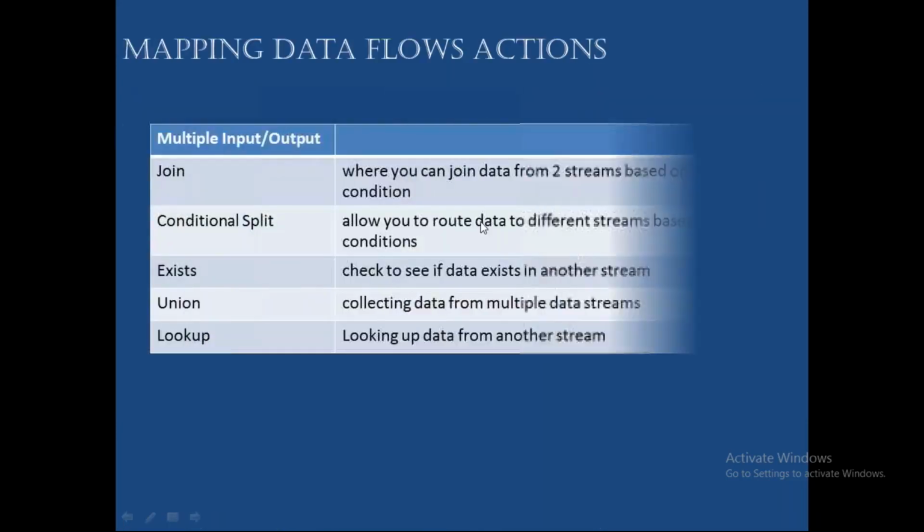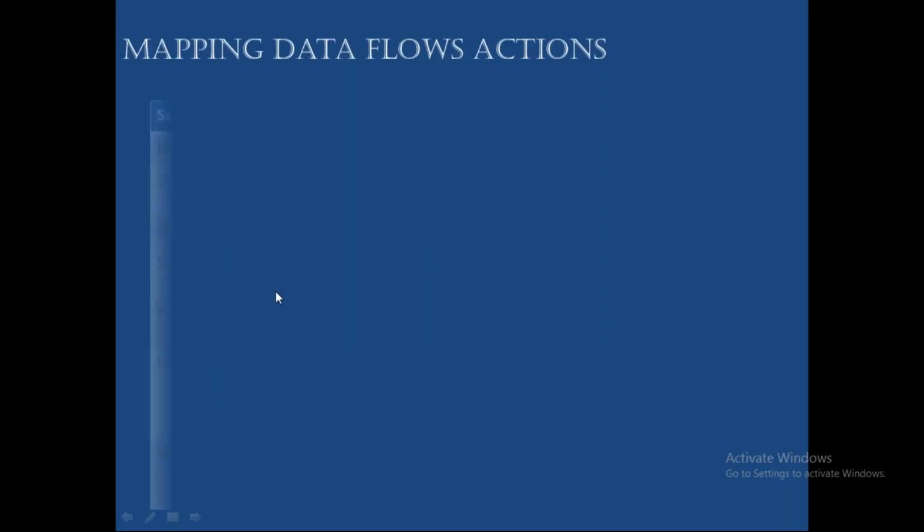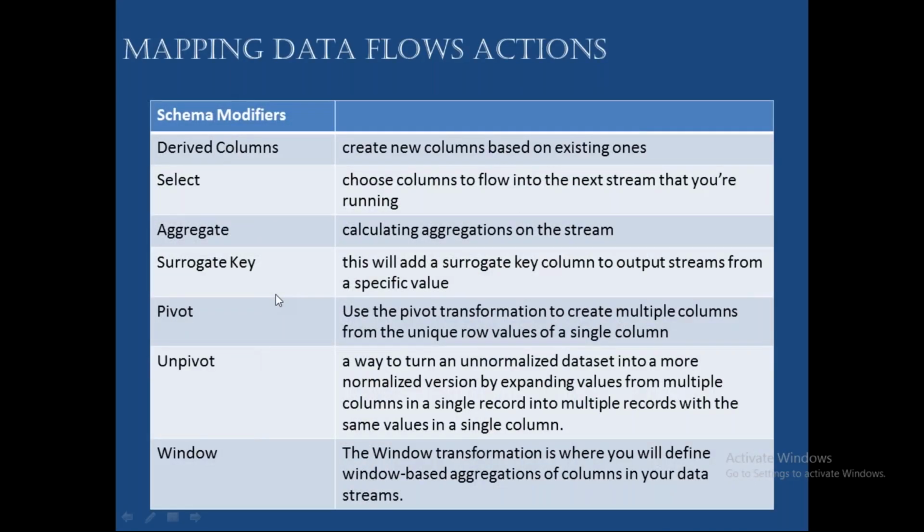Okay. Next, mapping data flow actions. You see, you have join, conditional, exists, union, all those things, out of which we are going to use join and union today. But see, when you're using join, instead of join, you can use exists, you can use lookup for whatever things we are going to do. Same thing, you can achieve by using lookup and exists as well. Okay. But we already discussed the difference between exists, then we talked about lookup and join. We discussed the difference between join and lookup as well.